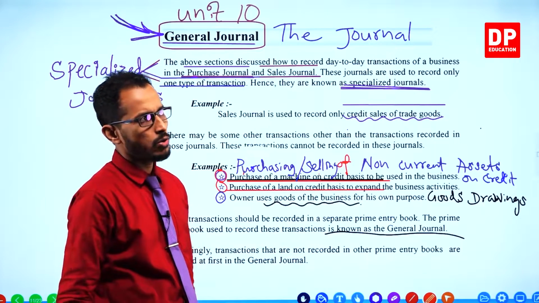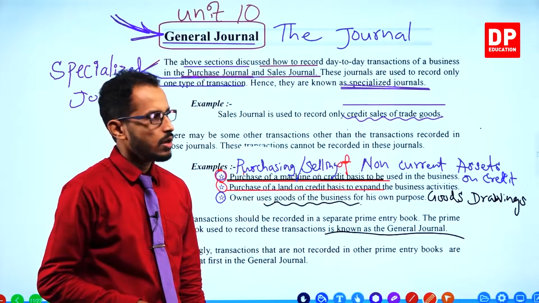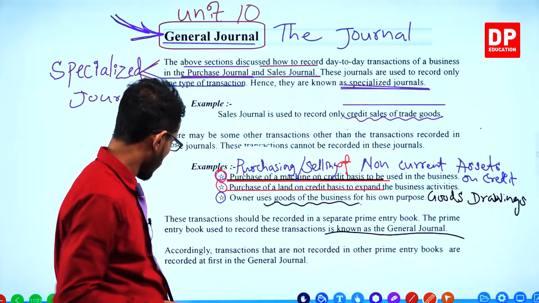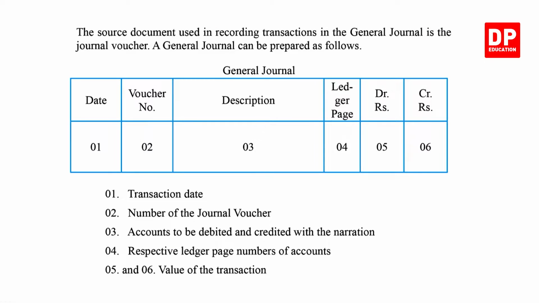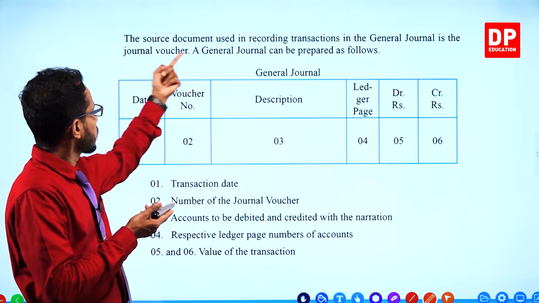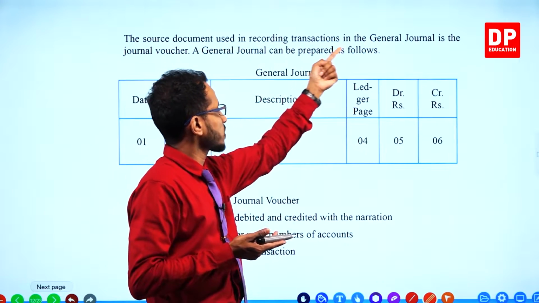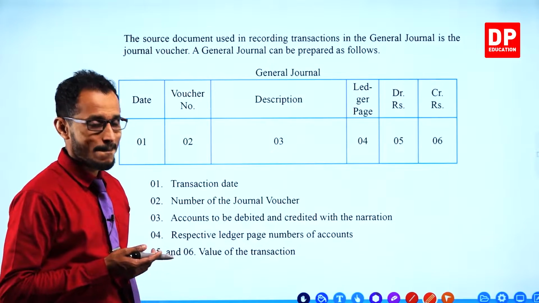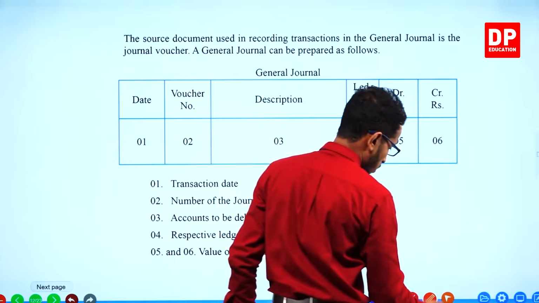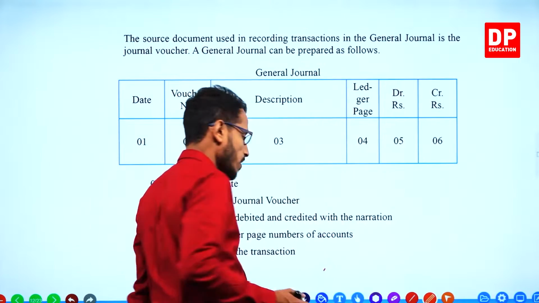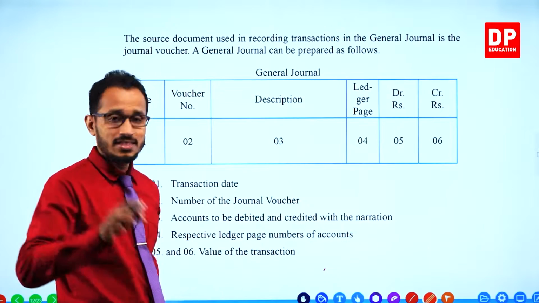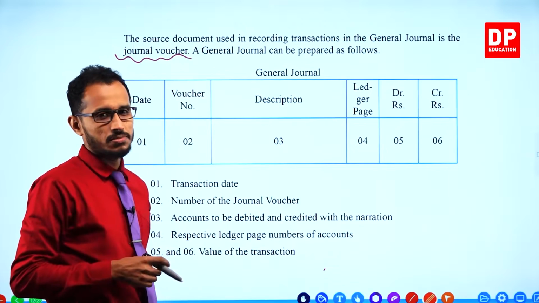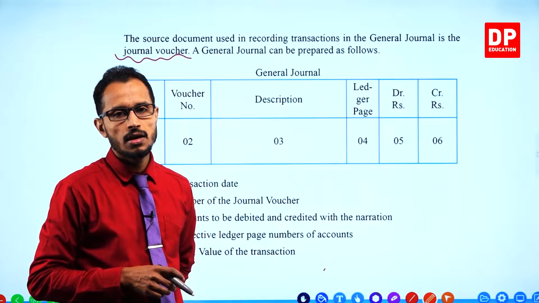Children, we must talk about some other transactions also. There are other transactions too which are recorded in the general journal. Let's see. This is the format. The source document used in recording transactions in the general journal is the journal voucher. Now that is important. If you have done your past papers by now, you must have come across this question in the MCQ paper, first paper.